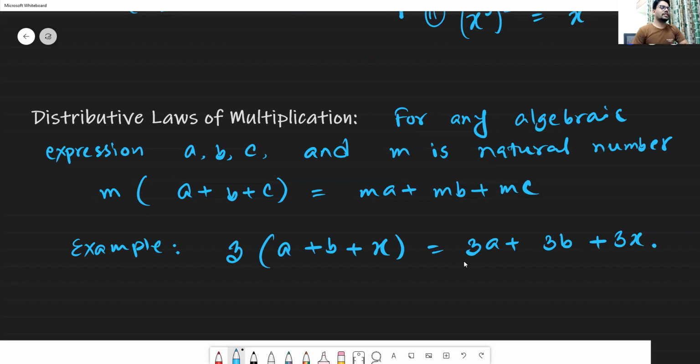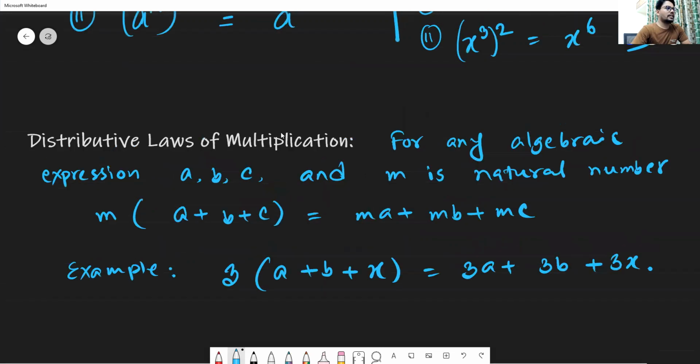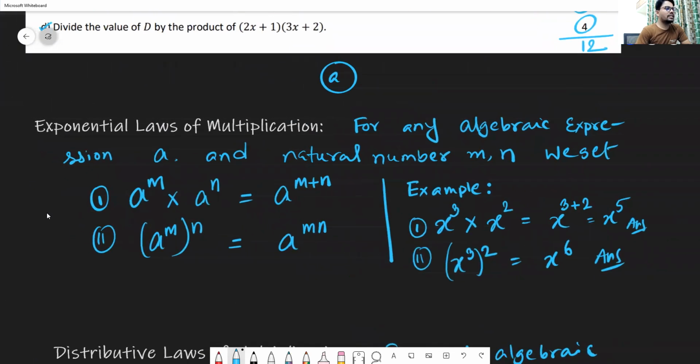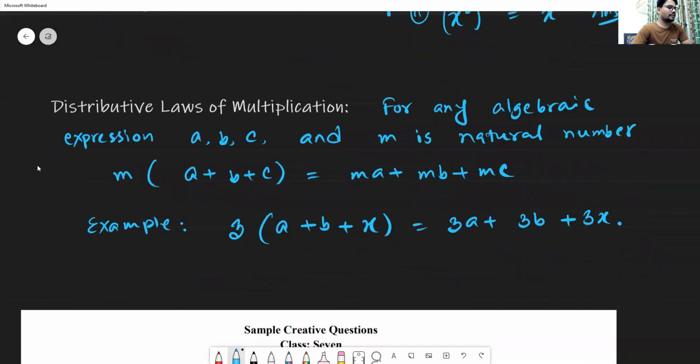So I think now the first question is done. The two formulas, exponential laws of multiplication and distributive law of multiplication. So distributive law means simply multiply with any numerical value, and exponential laws means if they have the same base the power will be added, and if they have the same base and m is the power, and including this there is another power, so for two powers, simply multiplication between them. So now the first question answer is done.